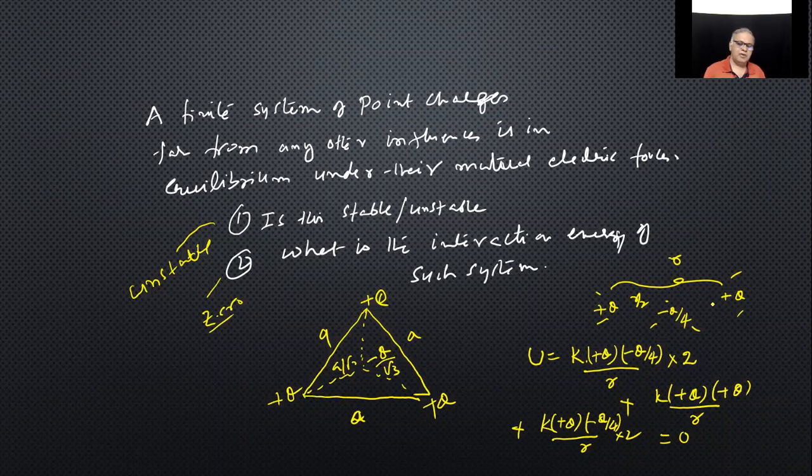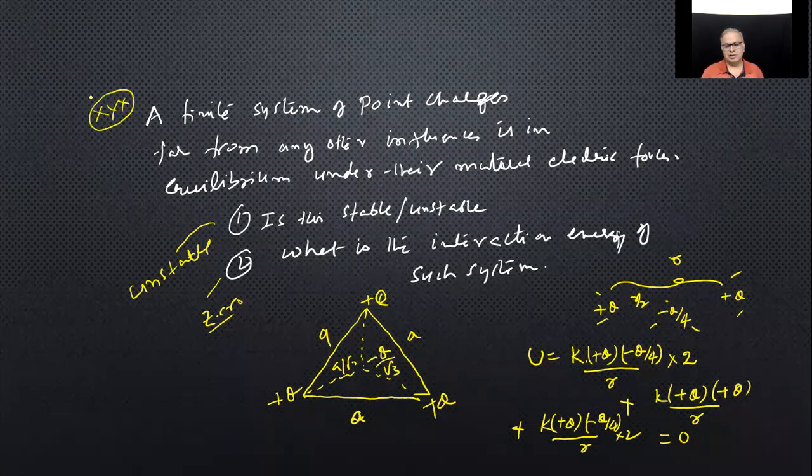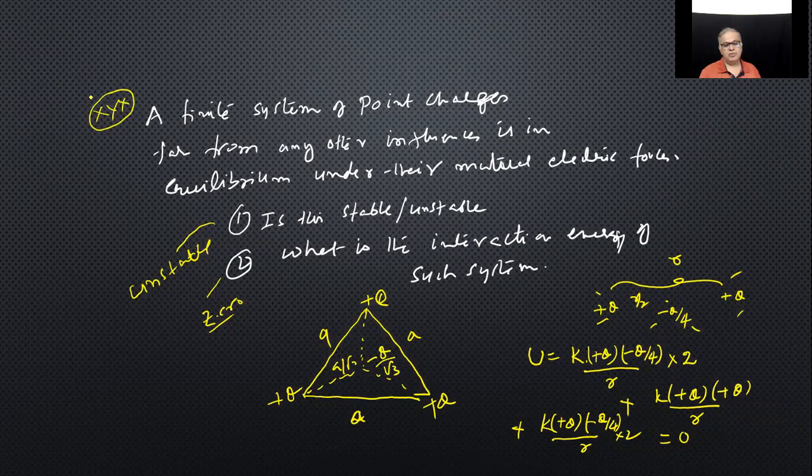This is an important idea here. If I've got many charges under the influence of each other, they are in equilibrium. Of course, all of them should be free from any other force. That's very important. So the system will be in unstable equilibrium and the potential energy of the system is 0.